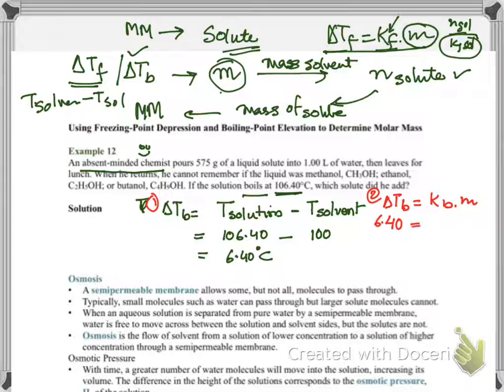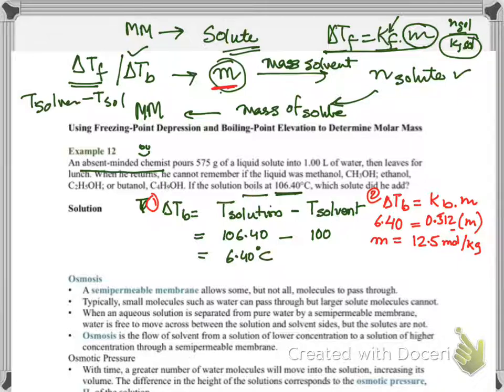Now KB, which is the boiling point elevation constant, its value will be given to you, which will be 0.512 degrees Celsius over molar, and then using that I can find out molality. Divide both sides with 0.512. When you do that, your molality should come out 12.5 moles. I'm done with step number 2, which was molality.